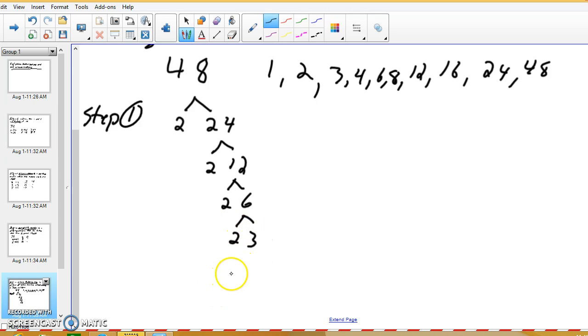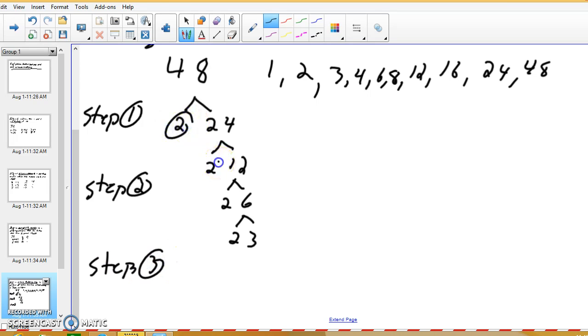And now we see neither of these numbers can be broken down at all anymore, so I stop right there. So that is step 2, breaking it down into prime numbers. The third step is identify those prime numbers. So 2, 2, 2, 2, and 3. So these are our prime numbers.